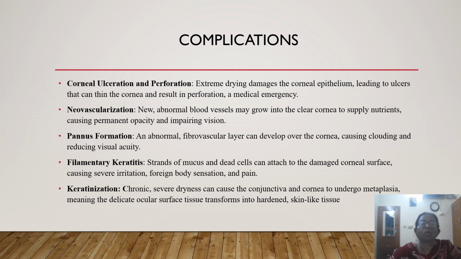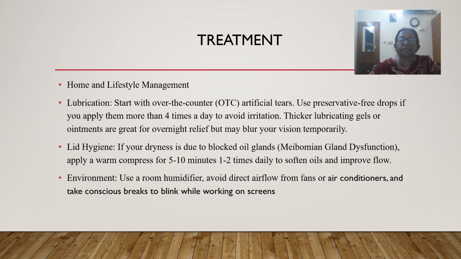Pannus formation: an abnormal fibrovascular layer can develop over the cornea, causing clouding and reducing visual acuity. Filamentary keratitis: strands of mucus and dead cells can attach to the damaged corneal surface, causing severe irritation, foreign body sensation, and pain. Then keratinization: chronic severe dryness can cause the conjunctiva and cornea to undergo metaplasia, meaning the delicate ocular surface tissue transforms into hardened skin-like tissue.